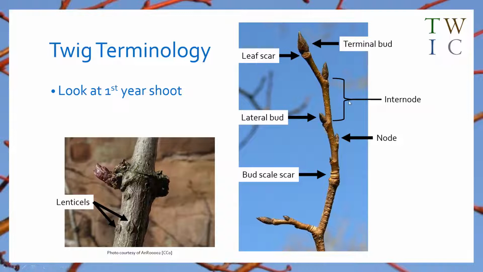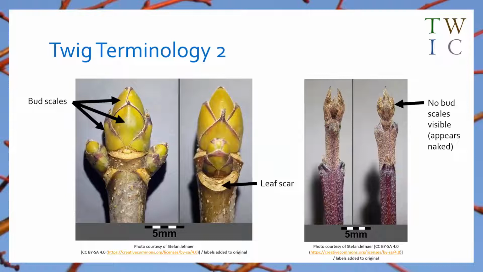Other scars you can find on the twig are bud scale scars, and you can see this down here. So if I move on to the next slide, you can see bud scales a bit clearer. So on the left hand side we have a sycamore twig, and each of these scales, bud scales, would leave a scar once they fall off.